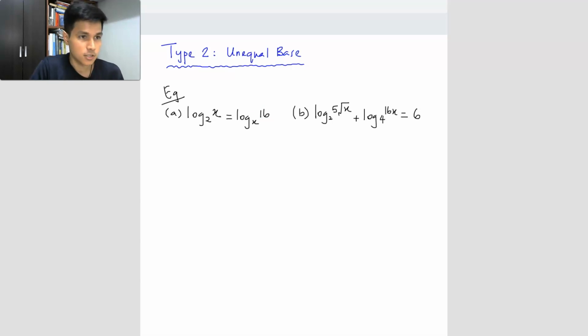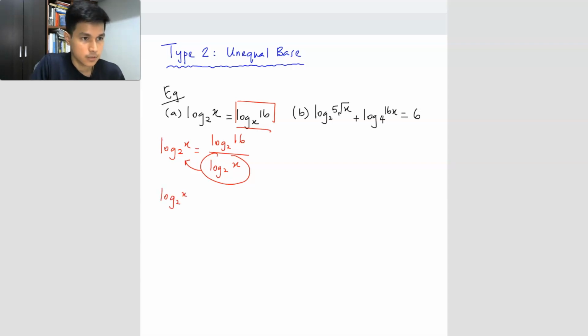But we know that here 16 can change to base 2. So what we're going to do is change this here to become base 2. So it becomes log x 2, base 2. Here we're going to change to fractions. Remember, the 16 is on the top and the x is at the bottom. Both will be base 2 because we want to change it to base 2. So now this one here, we can bring it to the top because they are the same, right? You are multiplying the same thing together, so it becomes squared equals to log 2. So 16 is what? 2 power 4.